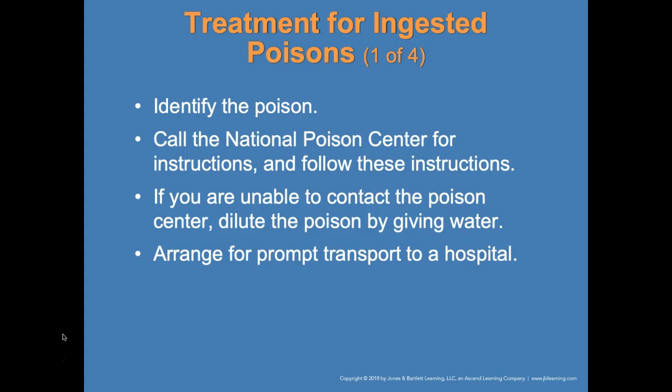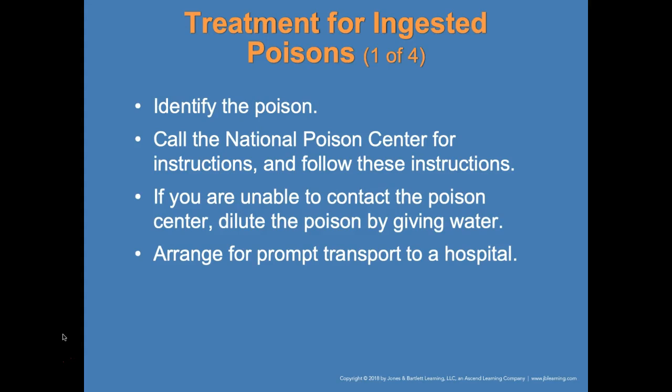So our treatment for ingested poisons, we're going to identify the poison. As we are on our way to the call, if we know what the poison is, if we know what our patient ingested, go ahead and give the poison control center a call. Find out what's going on and find out how to treat it. If you don't know until you get on scene, then the first thing we want to do is identify the poison. Then we're going to call the poison control center, find out how they want us to treat it.